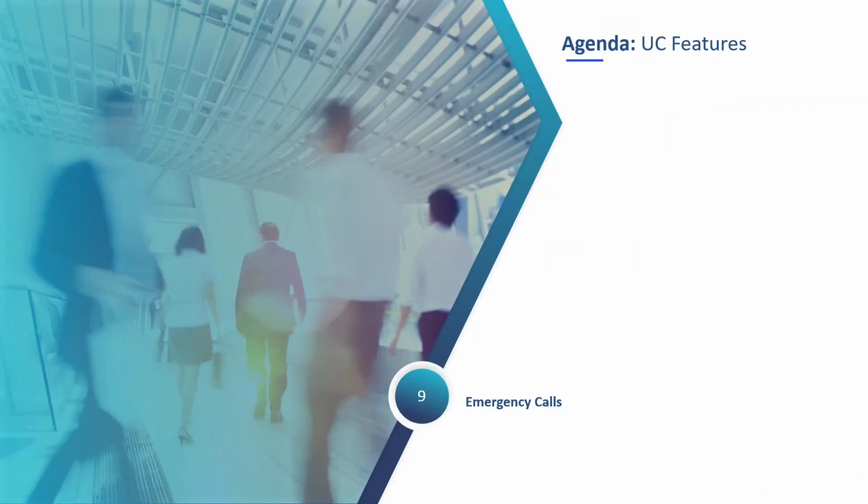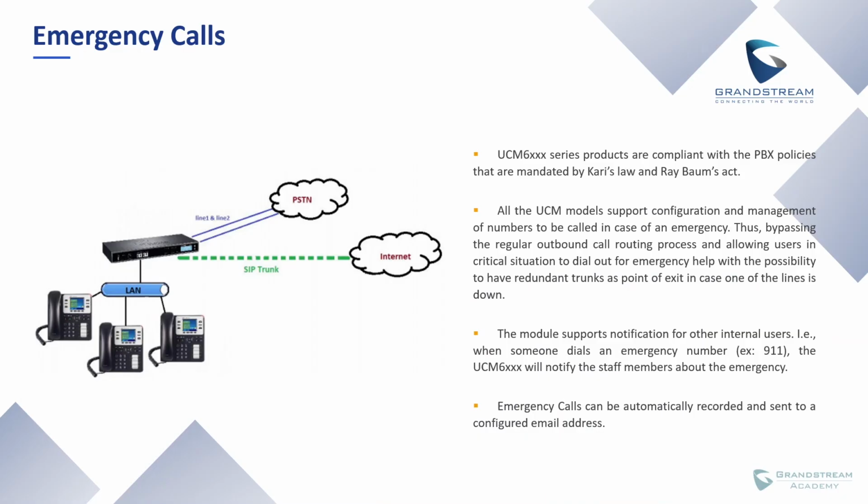Now we're going to talk about emergency calls. For emergency calls, the UCM 6000 series complies with the standards that the FCC has mandated following Carrie's Law and Ray Baum's Act. Carrie's Law was passed in 2018 in direct response to the tragic murder of Carrie Hunt in 2013 by her estranged husband in a hotel room.